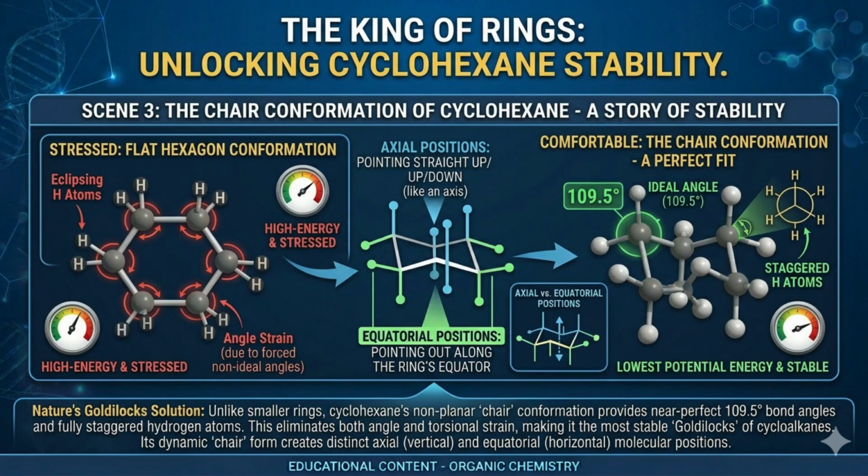In the world of organic chemistry, cyclohexane is known as the king of rings because of its extraordinary stability. But what makes it so special? Let's look at how it avoids the stress that smaller rings face. The problem: a stressed flat hexagon.